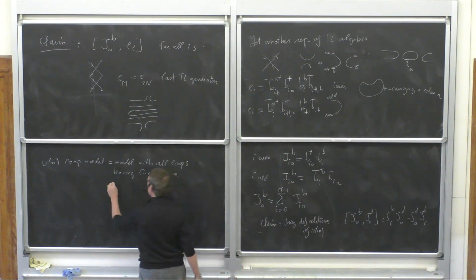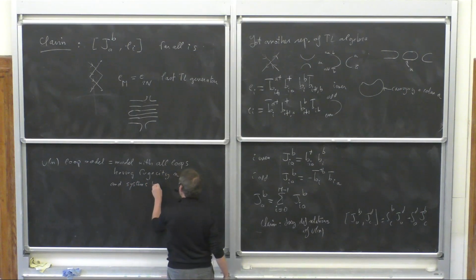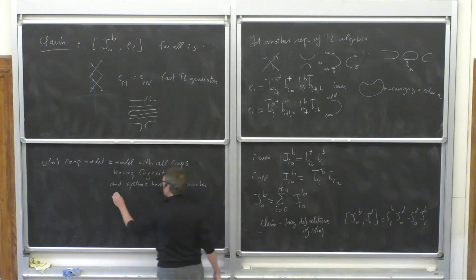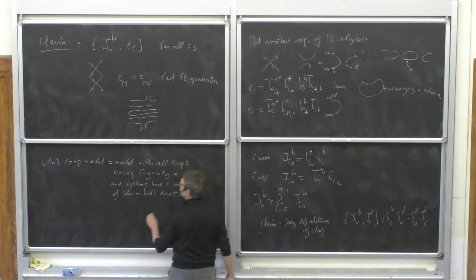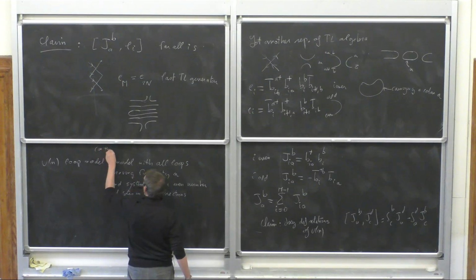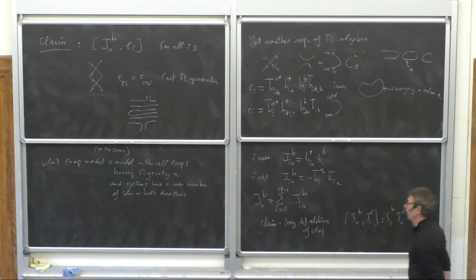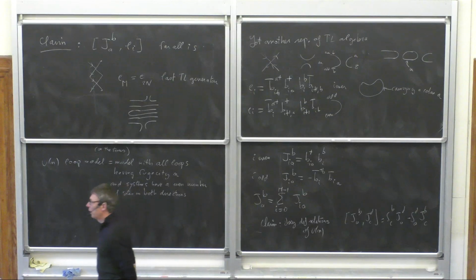and systems that have an even number of sites in both directions. That's the model on the torus, which is just a way to say that the loops are orientable in the way I defined earlier. So this is what's called a UN loop model, and it will correspond to a different universality class from the SQ POTS model.